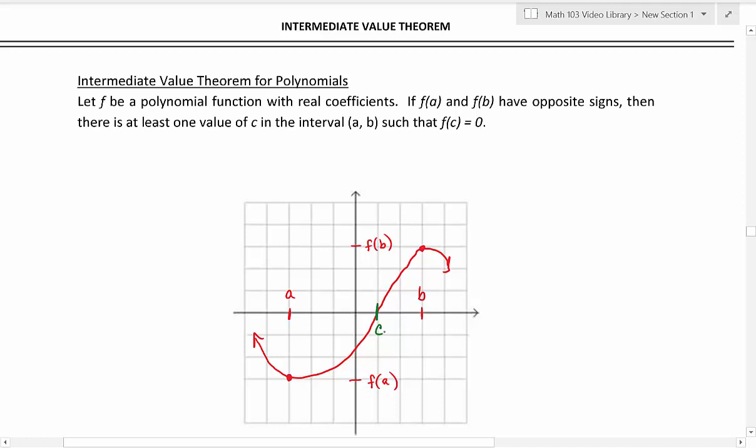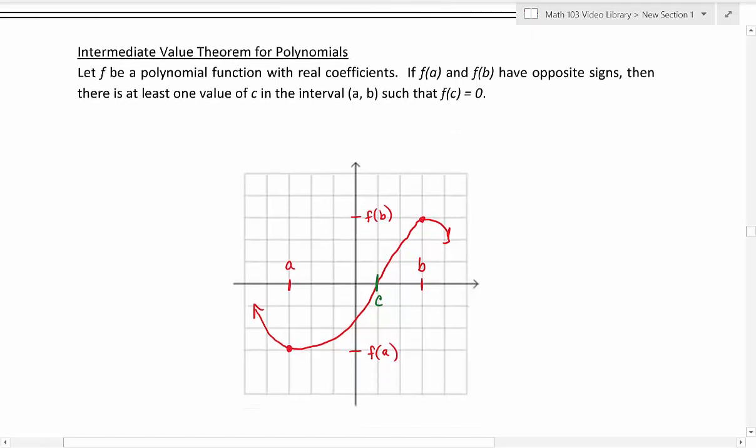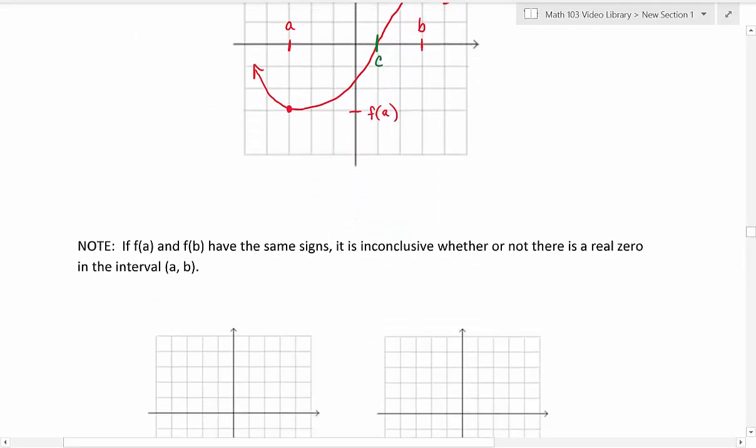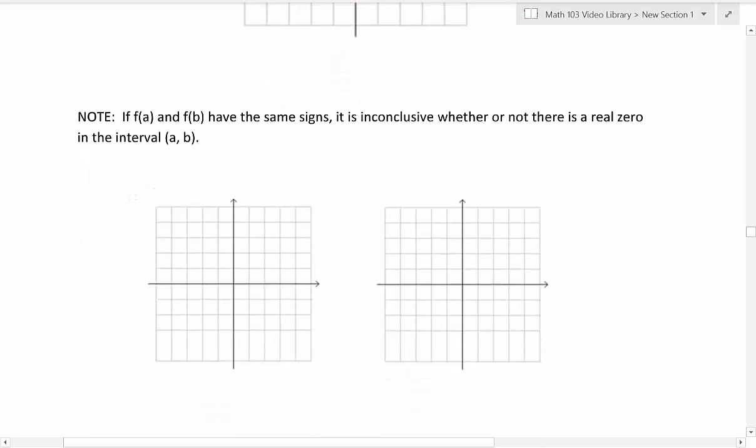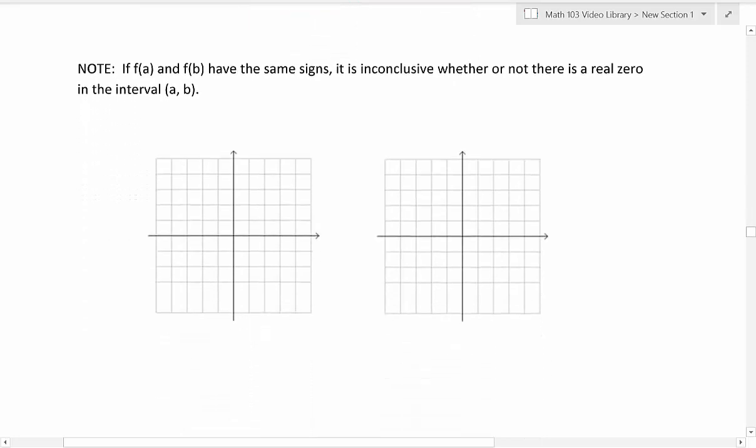Now, we can conclude that there is a real 0 in between a and b if they have opposite signs. However, if f(a) and f(b) have the same signs, it's inconclusive whether or not there is a real 0 in the interval (a, b). Maybe yes, maybe no. Let me draw you two different pictures to show you how it could be maybe yes, maybe no.